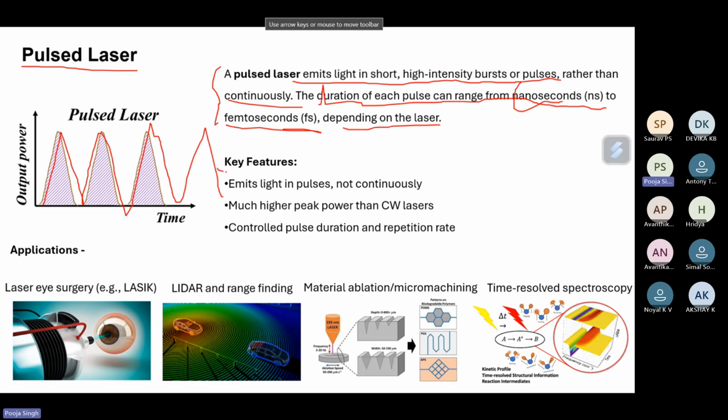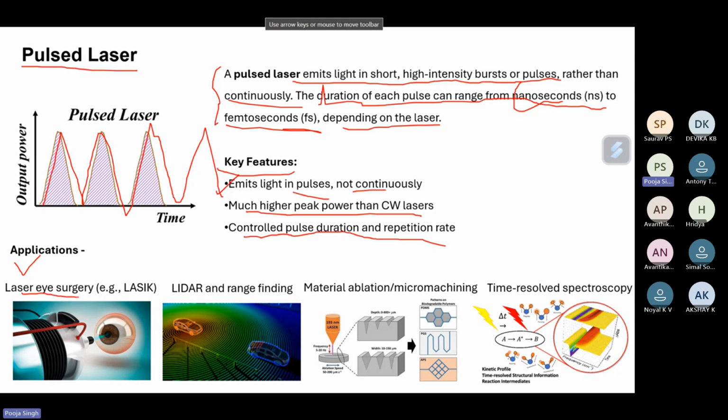So a key feature, similar to continuous wave: if you emit light in the form of pulses, not continuously, you get much higher peak power than the continuous wave laser, and controlled pulse duration and repetition rate. So where can you use this? I think this kind of laser is used mostly for biology purposes.